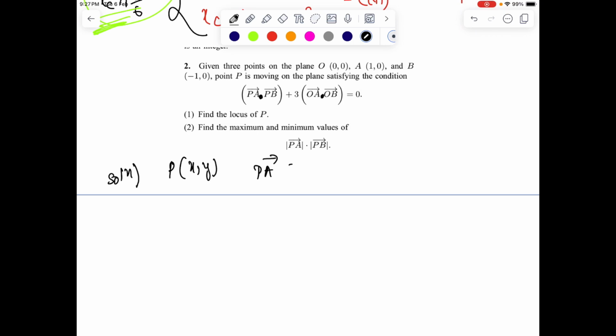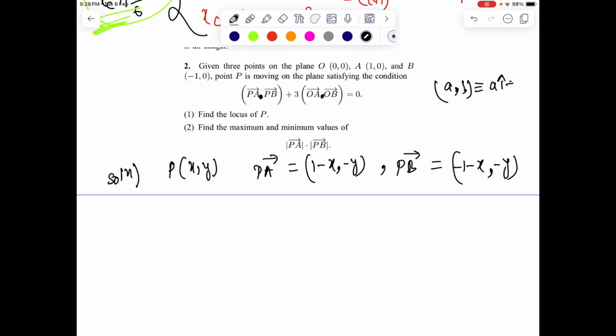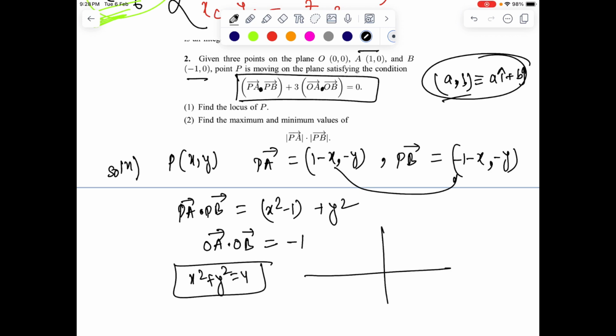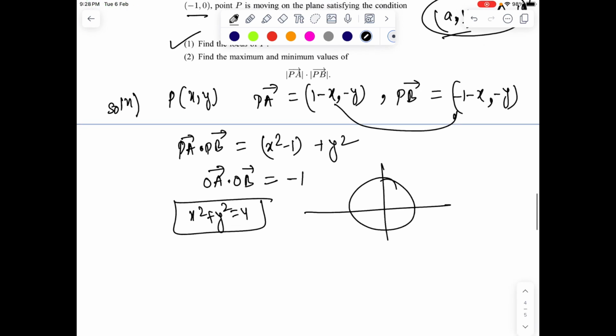Let's solve this. Again, we can take point P to be (x, y). So we know PA vector is (1 minus x, minus y). I and j I am just omitting for the sake of fast calculation. PB is (minus 1 minus x, minus y). So I am writing (a, b) equivalently as ai plus bj, a shorthand notation of ordered pair that I'll be using. So the inner product PA dot PB. According to the condition of the problem, their summation should be 0. So if we plug in this information, we get x square plus y square equals 4. So hence the locus is a circle.